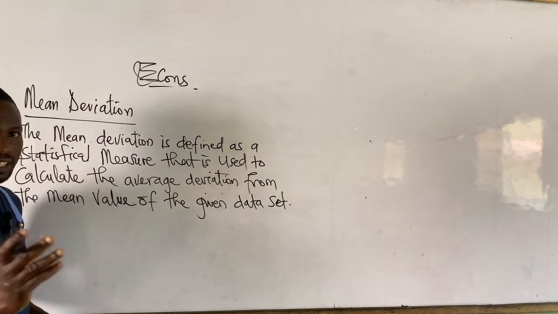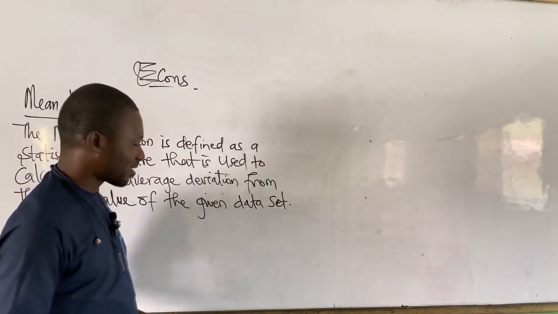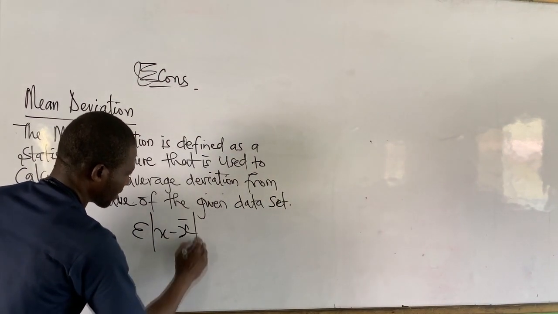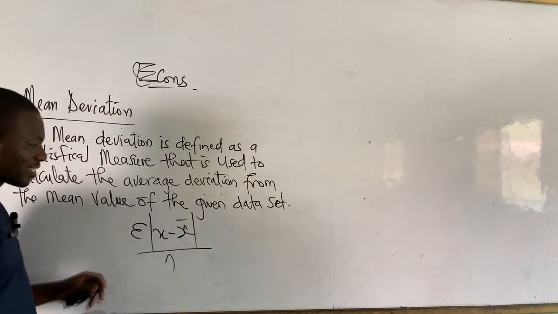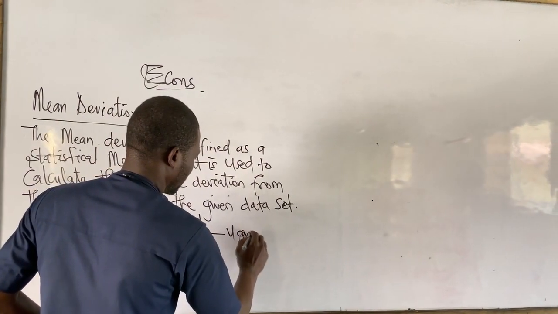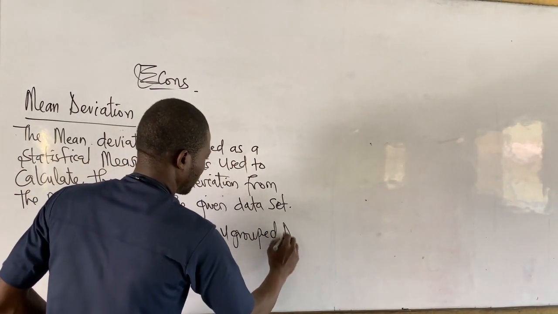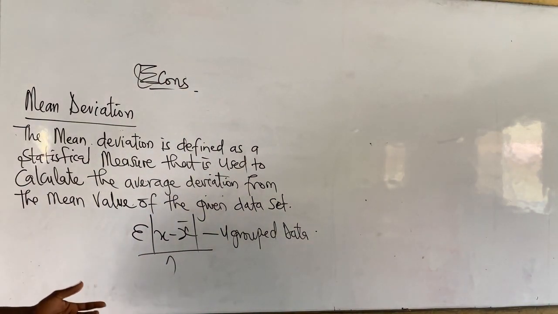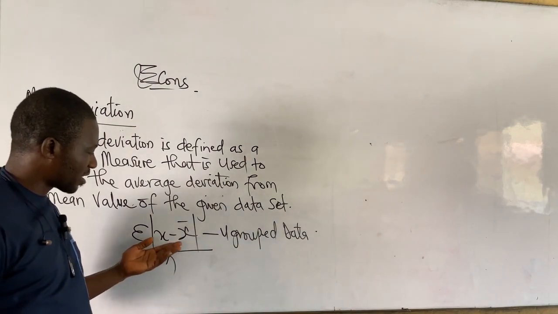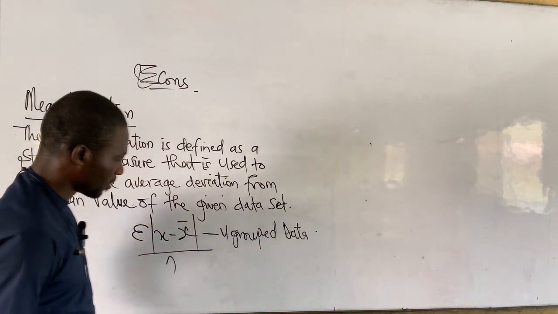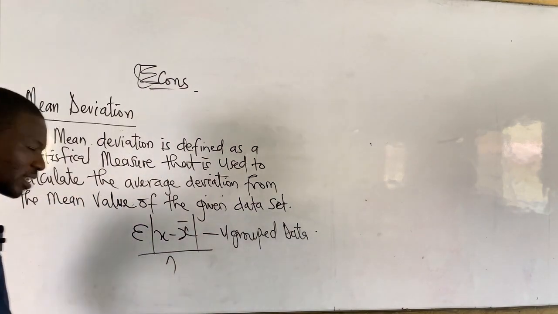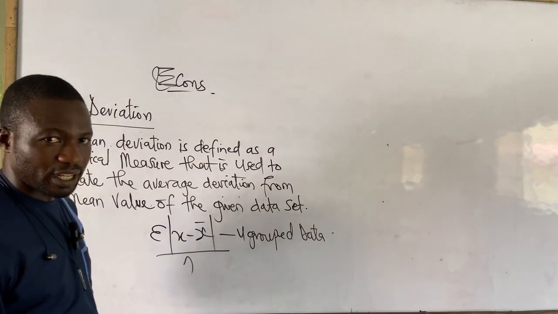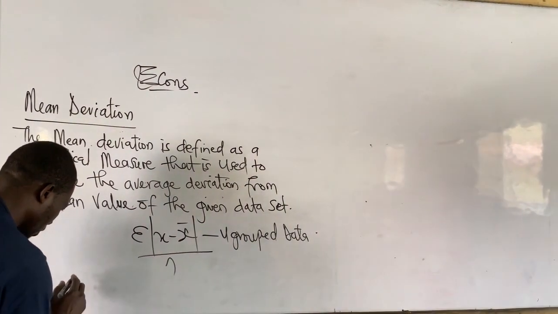The formula for calculating mean deviation is written as summation |x minus bar x| all over n. That is for ungrouped data. To calculate the mean deviation of ungrouped data, you are going to use summation |x minus bar x| all over n. Now, apart from the ungrouped data, we have another category for calculating mean deviation. We call it the group data.